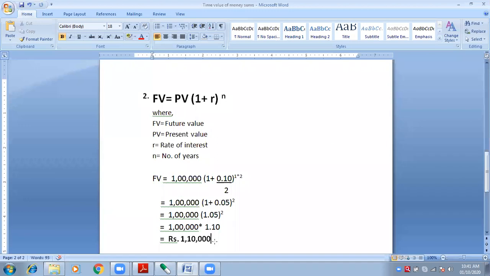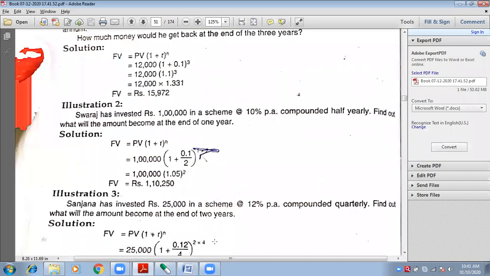See, look at the answer here. Is it 1 lakh 10,000 rupees? Here we have got 250 rupees extra. Don't look at that 250 rupees. Whatever we are getting is our correct answer.